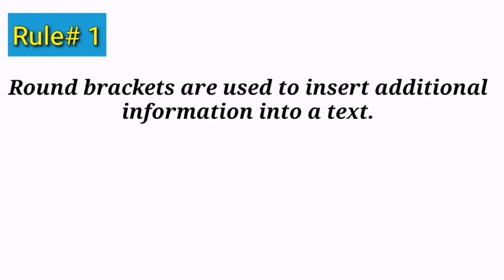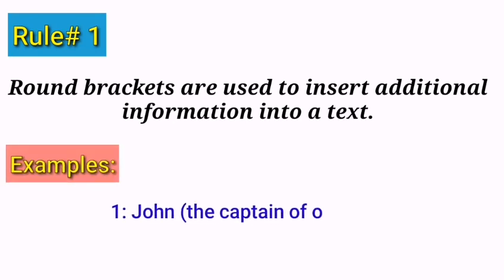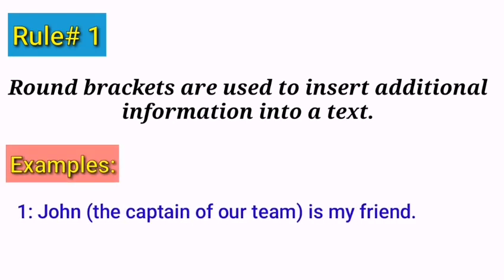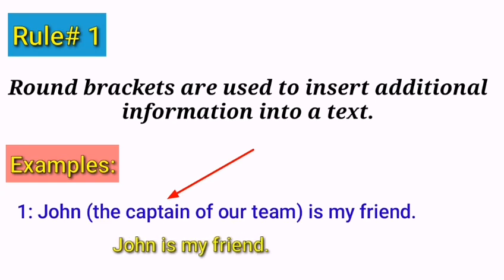I think you are not getting the point, just look at these examples. John, the captain of our team, is my friend. Just look at this example. The information, the captain of our team, is additional information, so that is why it is enclosed in brackets. Actually, if you put aside this piece of information from this sentence then the meaning of the sentence won't be disturbed. Like, John is my friend. See, it can still make sense without this piece of information.